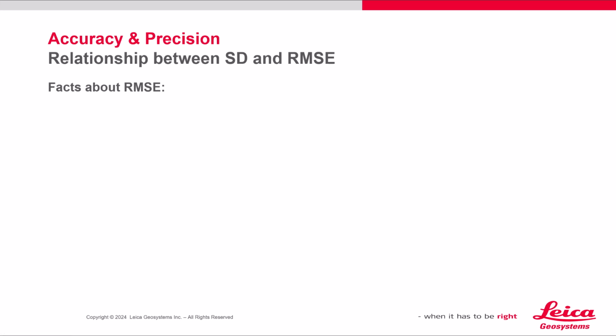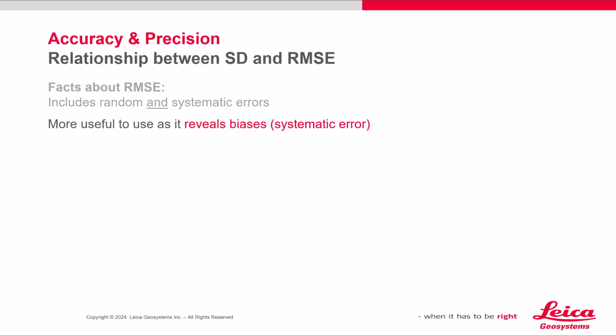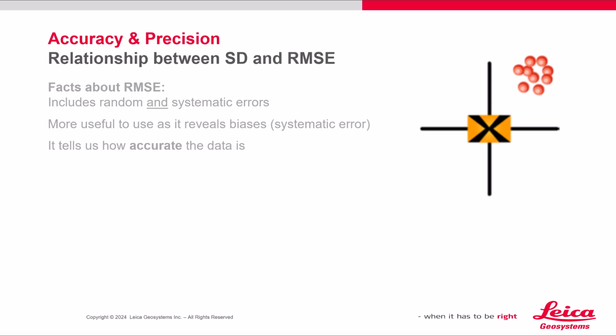So let's talk about some facts about the RMSE. It includes random and systematic errors. So here's a clue. And it reveals the biases because it has the systematic error in it. It does tell us how accurate the data is. So we can see the bias in this one here, right? We've kind of referred to this a couple times. It's precise, but not accurate, but we can see the bias.